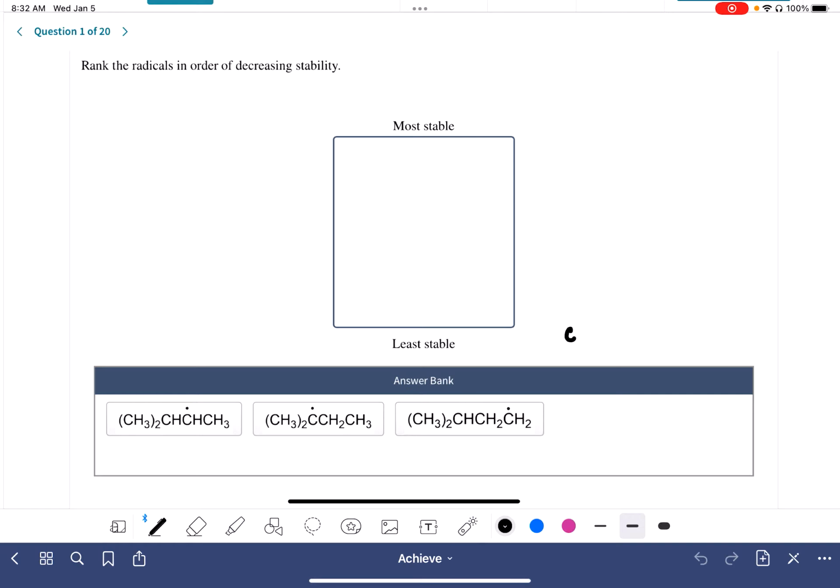As a reminder, the methyl radical is the least stable out of all of the radicals. We want to have alkyl groups or R groups attached to that carbon, donating electron density in to help stabilize that radical. The most stable radicals are the benzylic and the allylic radicals. And then from there our tertiaries, and then our secondaries, and then our primaries.